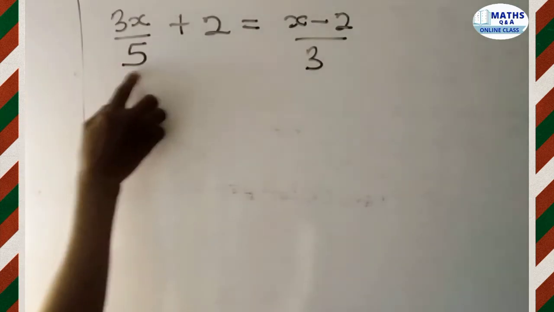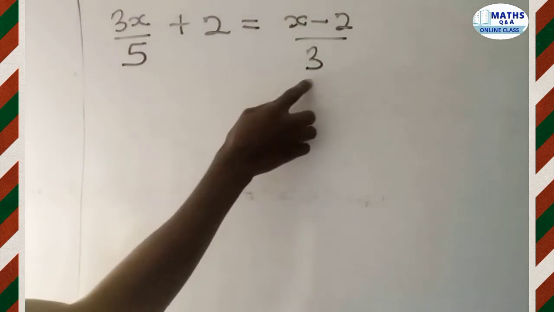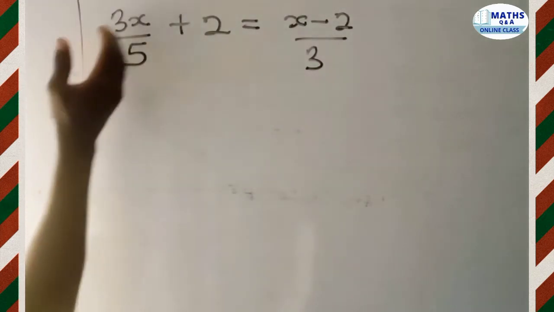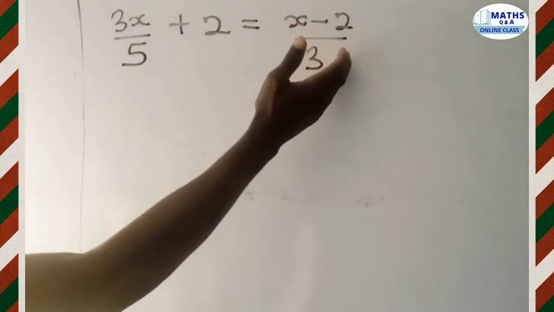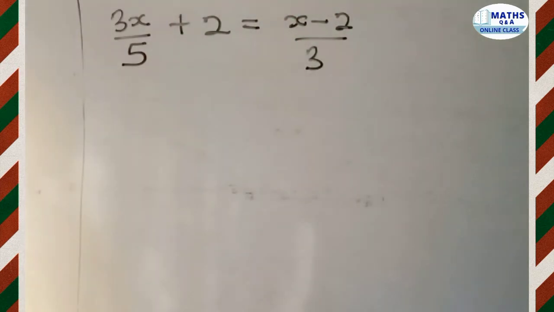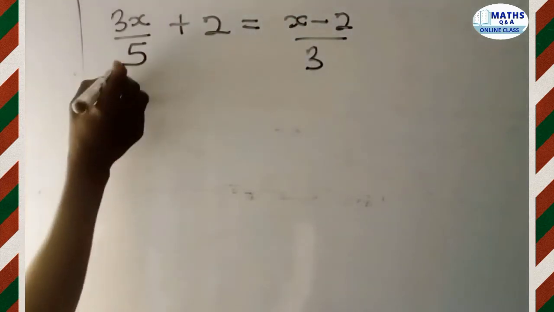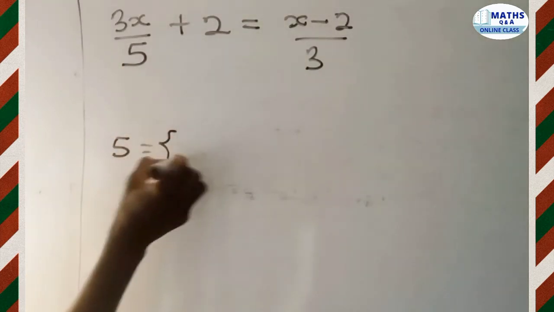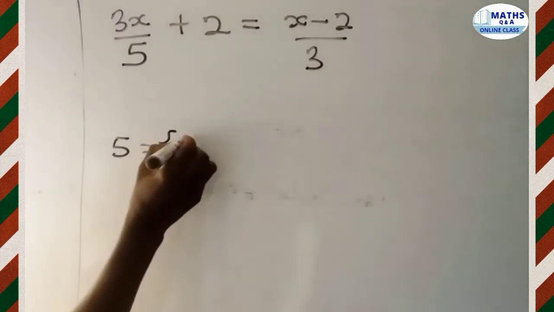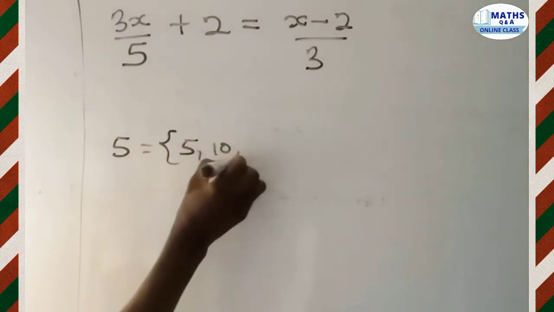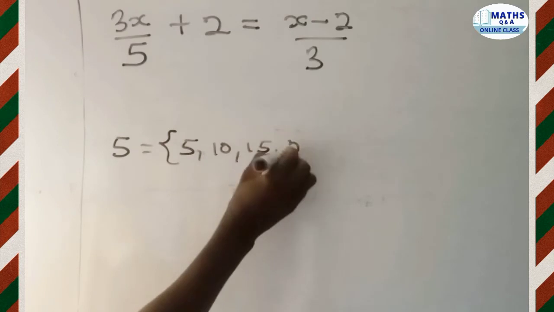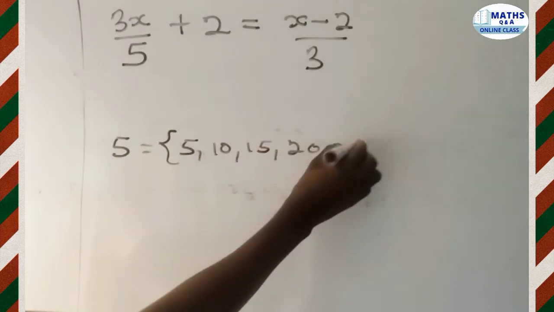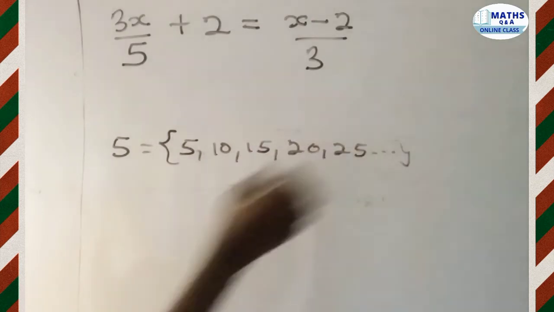By that, you have to find the LCM of the denominators in this question. Then you multiply the LCM by each term in the question, so that you can get rid of the fractions. So now let's take the first one. We have 5. By finding the LCM, we have to write the multiples of 5. Now you have 5, 10, 15, 20, 25. Let me end there.